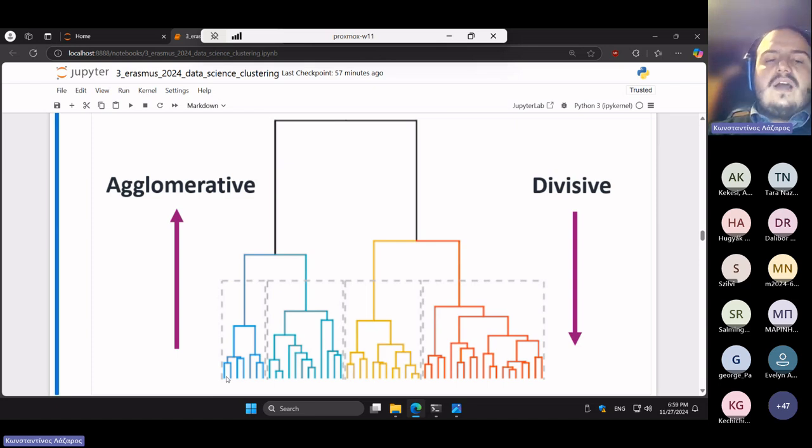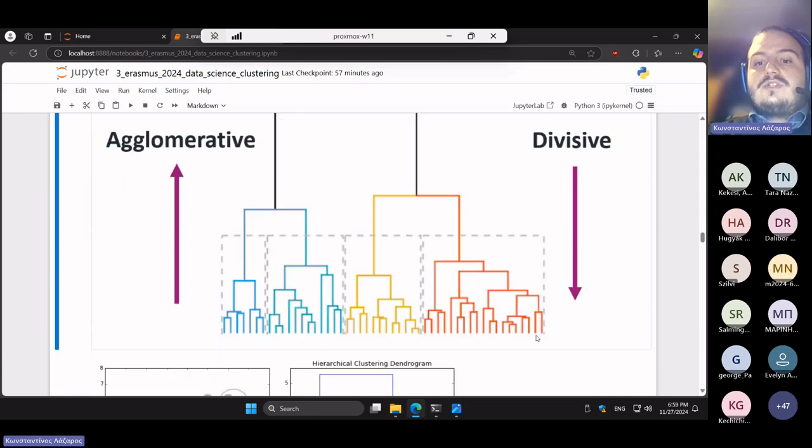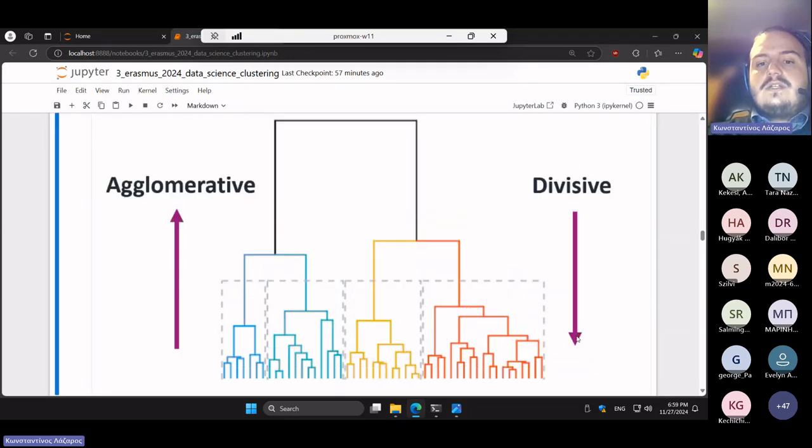So why is that beneficial for us? Whether we go bottom up or top down, we can check what's going on as the process proceeds, and we can check the hierarchy of different clusters. By having a dendrogram like this, we can understand which clusters are actually very close to each other.